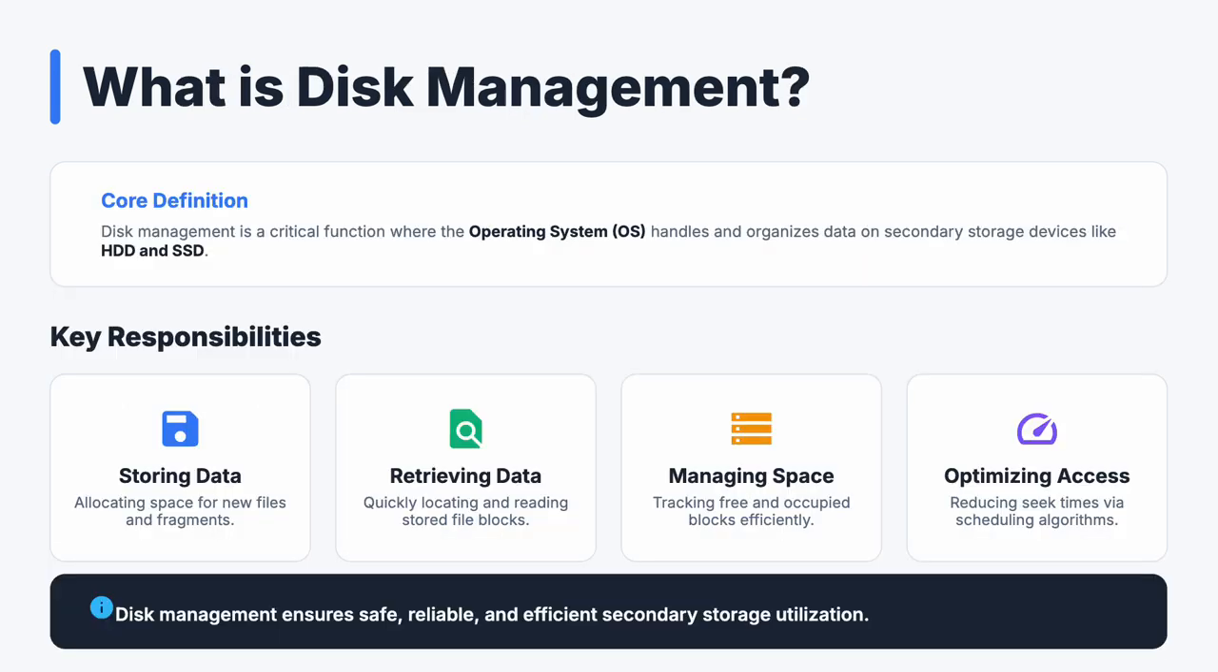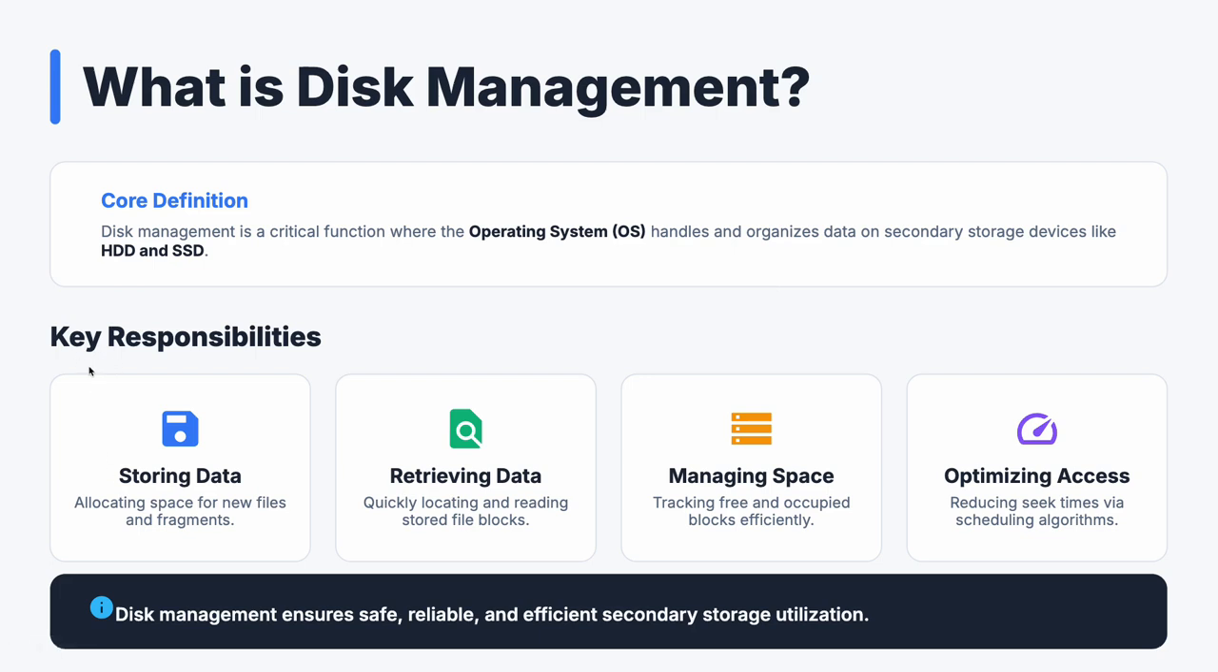So now that we know why, let's talk about what exactly disk management is. Disk management is a critical function where the operating system handles and organizes data on secondary storage like hard disk, SSD, pen drive, or anything else. So it handles and organizes data.